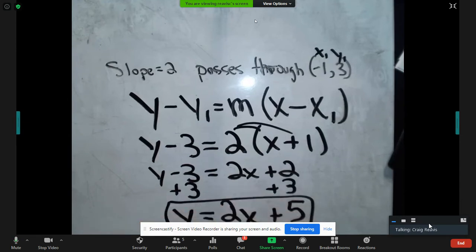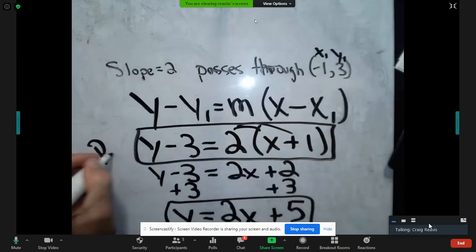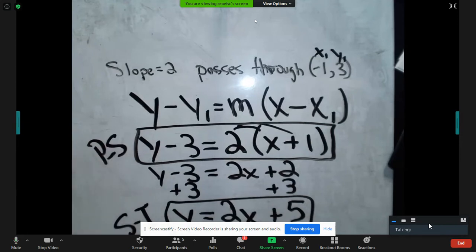So that's the second part. This is the first part. This is point slope, and this is slope intercept. So when you're working through your assignment, you have to pay attention. Does it ask for the point slope form or does it ask for slope intercept?